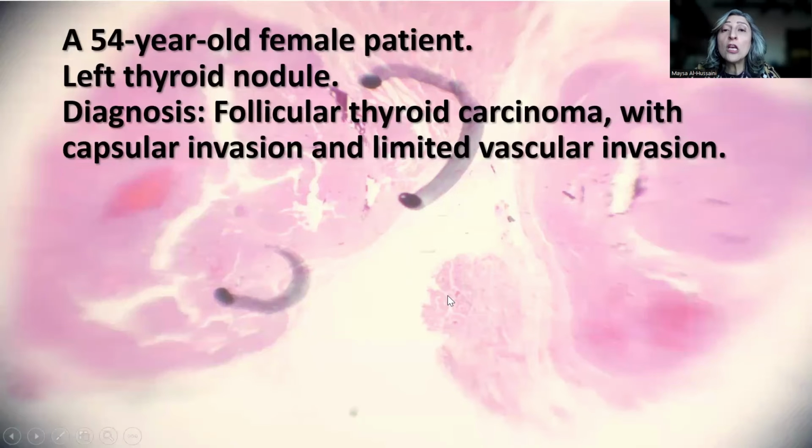So the final diagnosis in this case is follicular thyroid carcinoma with capsular invasion and limited vascular invasion. Now remember, one important clue from the low power magnification to start thinking about follicular thyroid carcinoma is the presence of a thick capsule and the presence of a very usually microfollicular, very homogeneous type or monotonous type of proliferation of follicular epithelial cells lacking papillary nuclear features.